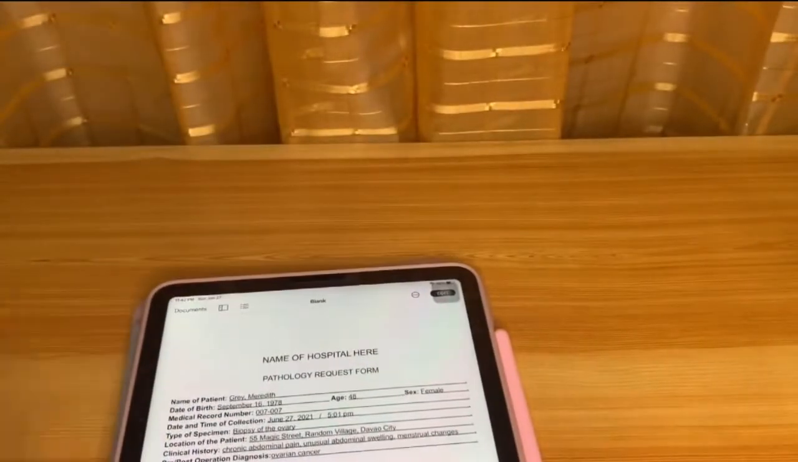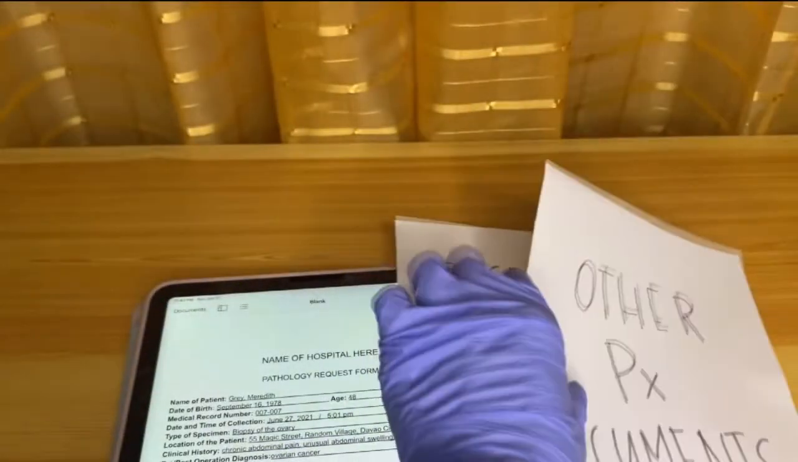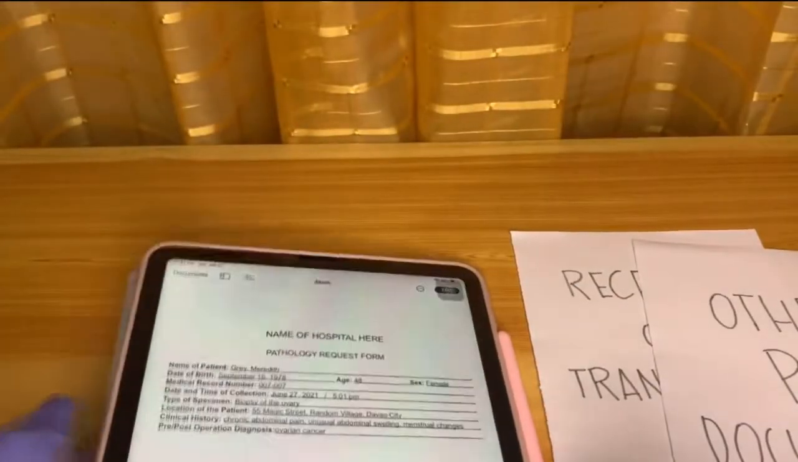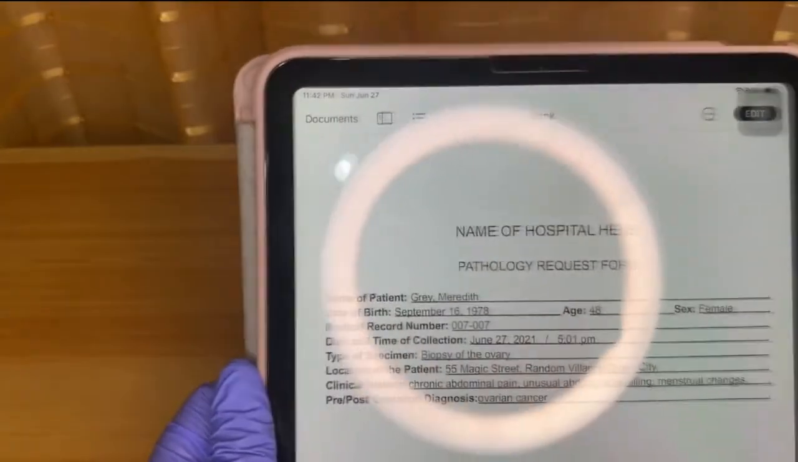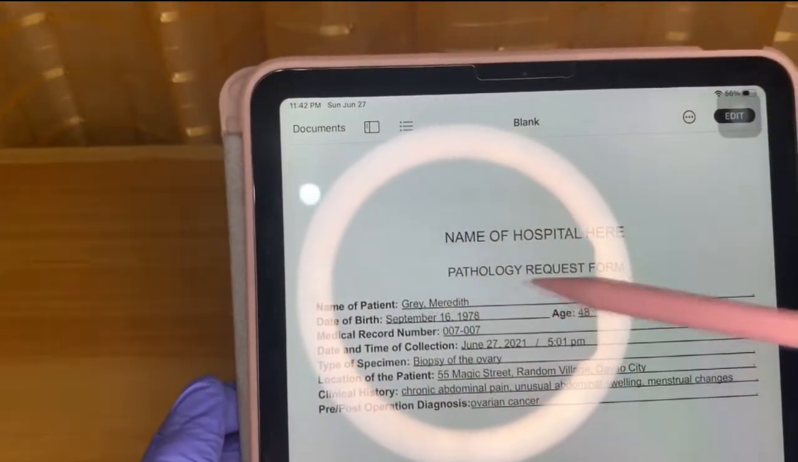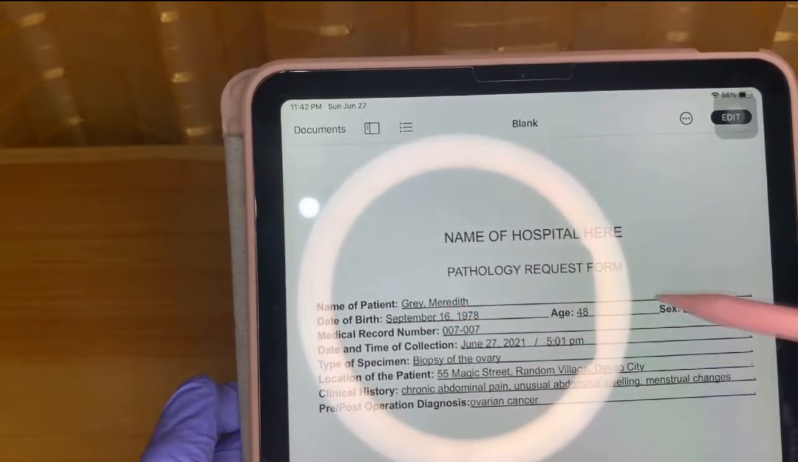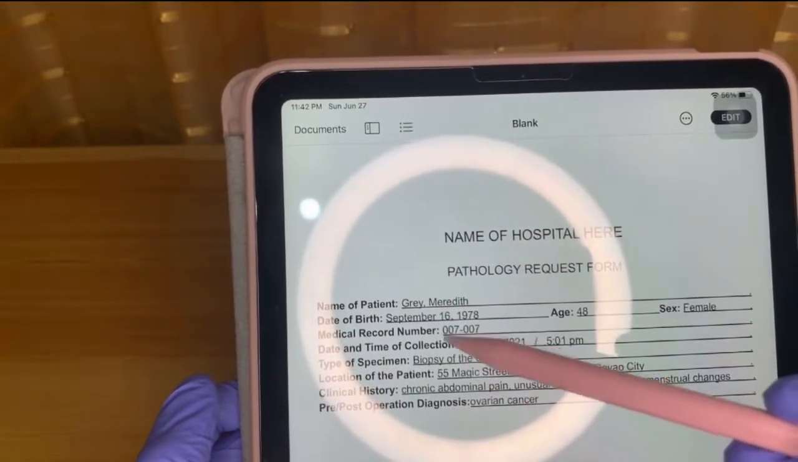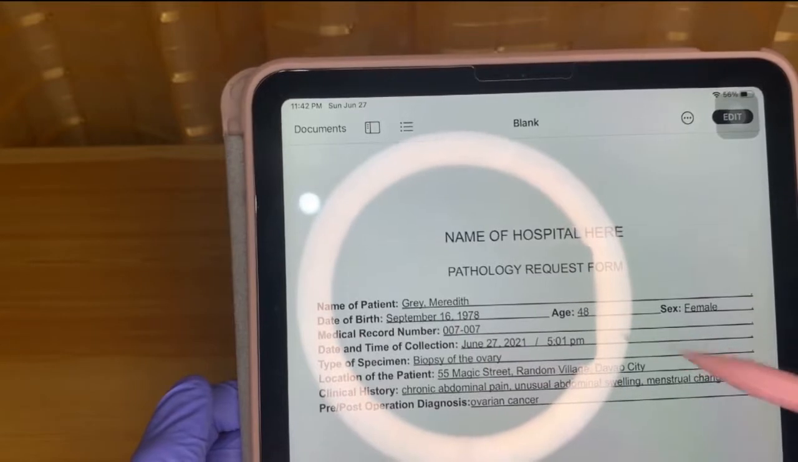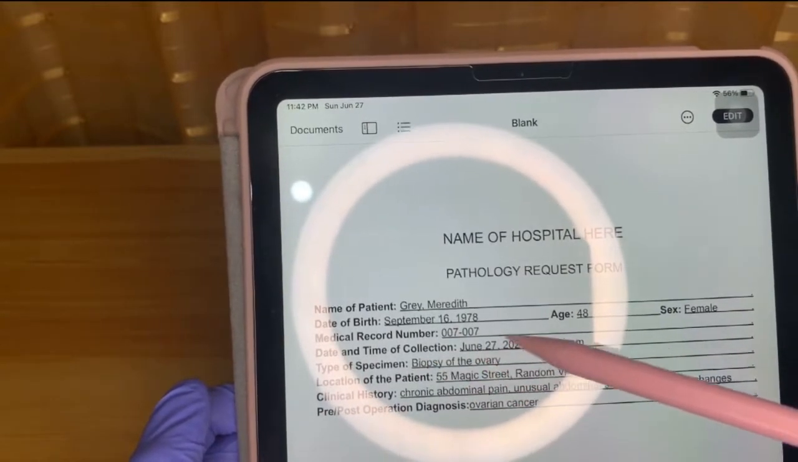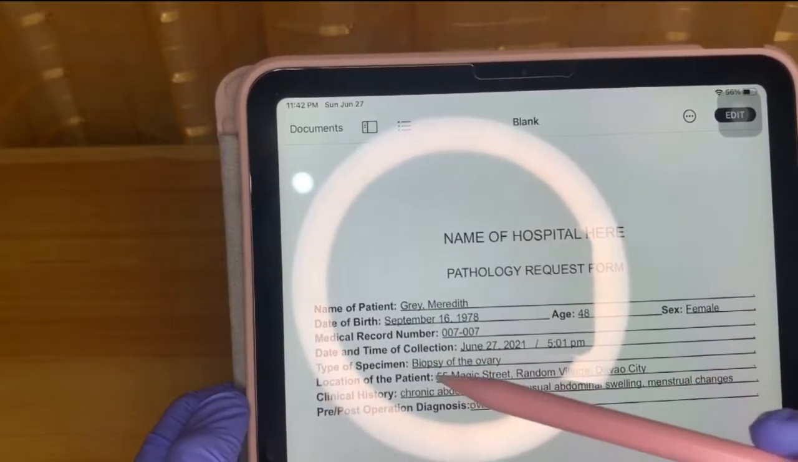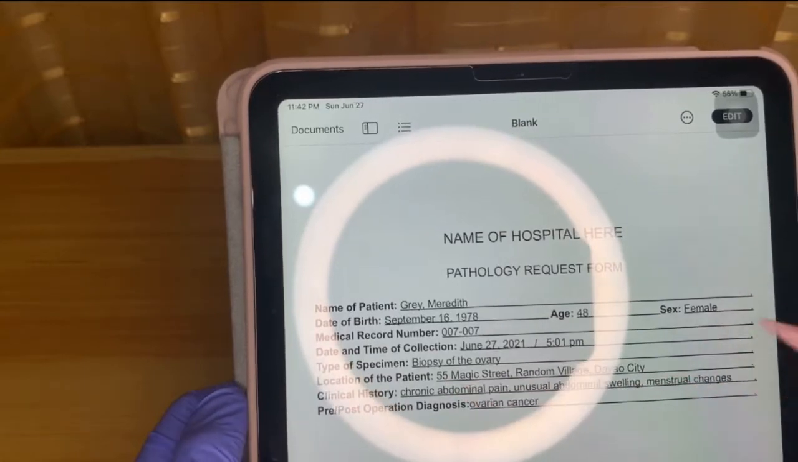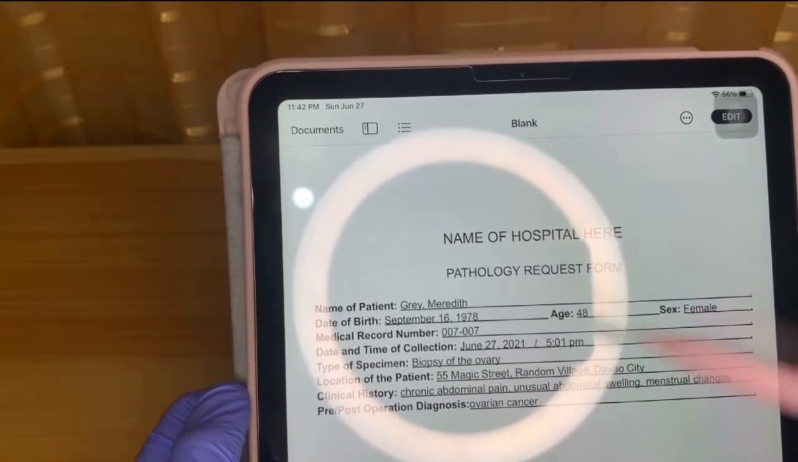We begin this process by checking if we have all the necessary forms, namely the histopathology request form, receipt of transaction, and other patient documents. Take note that the histopathology request form must contain the following information: the patient's name, date of birth and sex, medical record number, date and time of collection, type of specimen, the location of the patient, the clinical history of the patient, pre-op and post-op diagnosis, the requesting physician's name, the physician or authorized person's signature on the request form, and the name and address of the physician for referral laboratories.